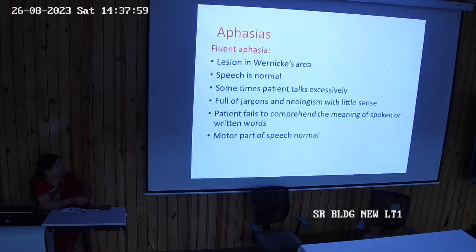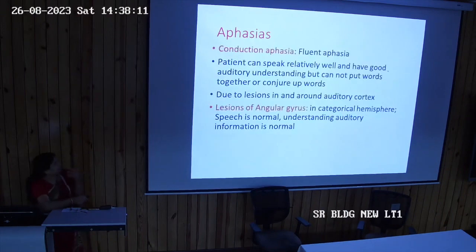Full of jargons and neologisms with little sense. The patient fails to comprehend the meaning of spoken or written words, and the motor part of the speech of the person is normal. Okay. Conduction aphasia, fluent aphasia. The patient can speak relatively well and has good auditory understanding, but cannot put words together or conjure up words. He can hear, but cannot put words together in a sensible sentence due to a lesion in and around the auditory cortex. In the angular gyrus, it is the written words which the person is seeing.